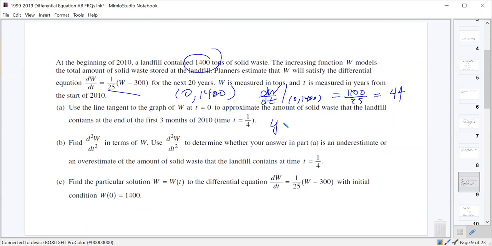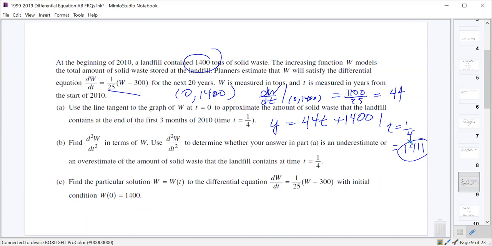All right. So our equation ought to be y equals 44t plus 1400. I just put it in slope intercept form because they gave us a y-intercept, but if you wrote it in point slope form, that's fine also. And then we were supposed to approximate that when t equals 1/4. So at t equals 1/4, that ought to be 1411. Good or no? Everyone's good? Anybody in the Zoom have a question on that one? Y'all are good?